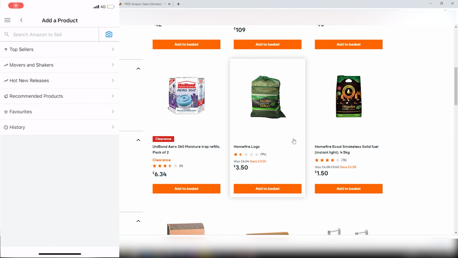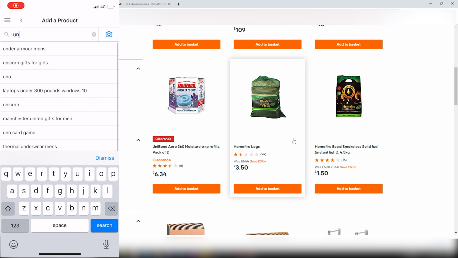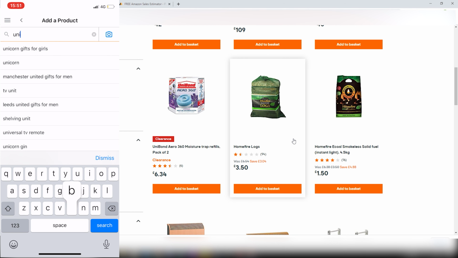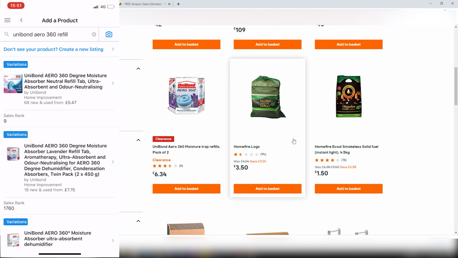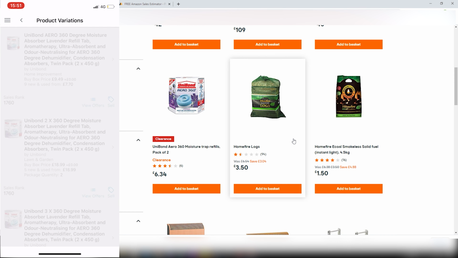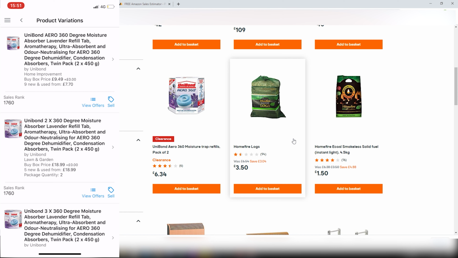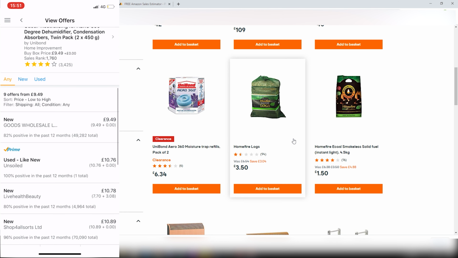So eventually I did manage to find a product in the clearance range, and I went for the Unibond Aero 360 Moisture Trap Refills. With these products, I'm just going to make sure that it matches the fragrance. As you can see, when we scroll down, it's the lavender one that we're going to sell. So it's 1,760 ranked. And for the twin pack, which is the top one, there isn't any other Prime sellers.